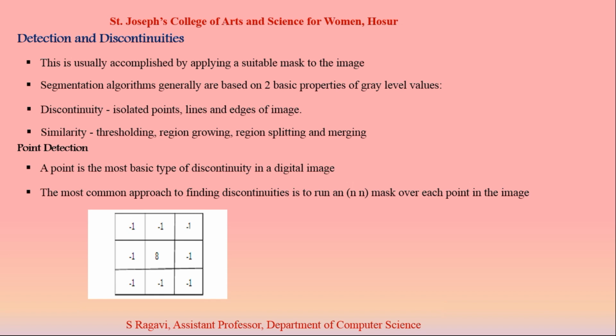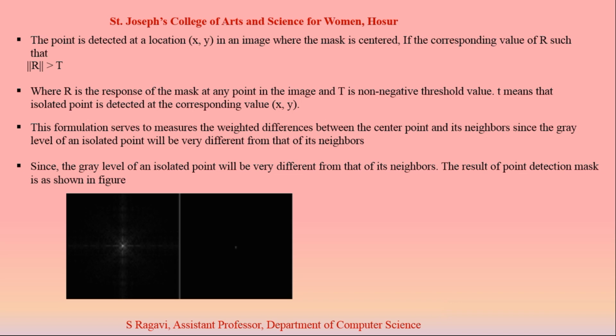First comes point detection. A point is the most basic type of discontinuity in a digital image. The most common approach to find discontinuity is to run a mask over each point in the image. The point is detected at a location x, y in an image where the mask is centered, if the absolute value of R is greater than T, where R is the response of the mask at any point in the image and T is the non-negative threshold value. That means the isolated point is detected at the corresponding location x, y.